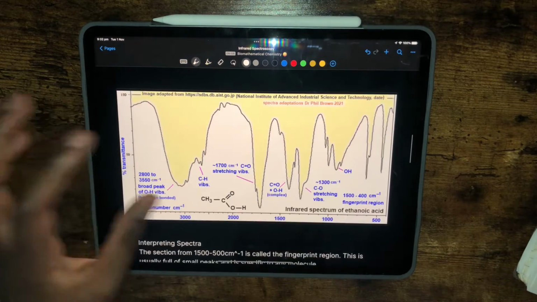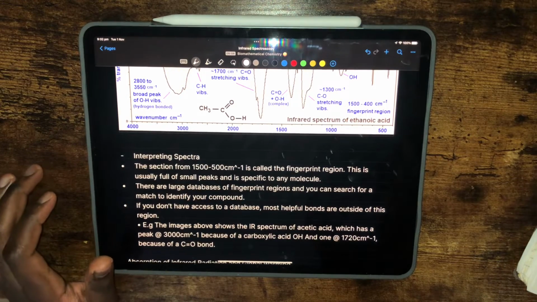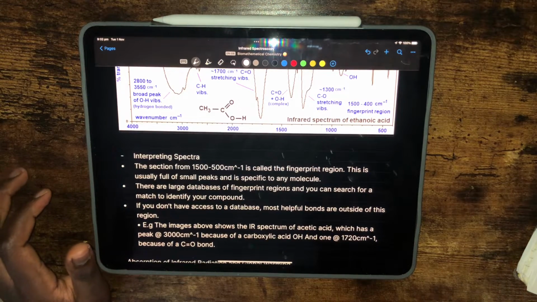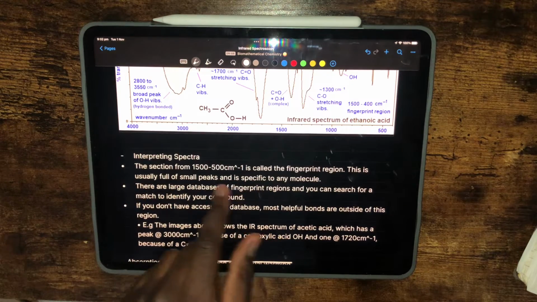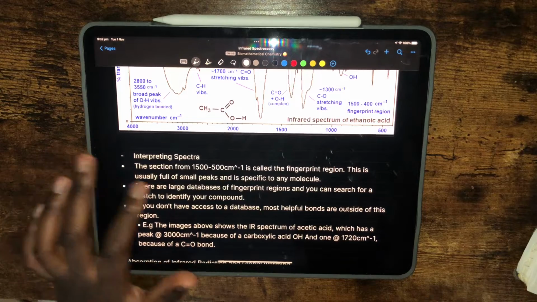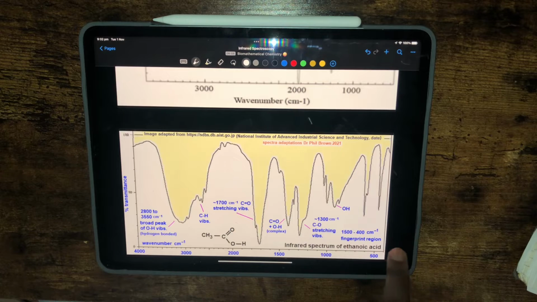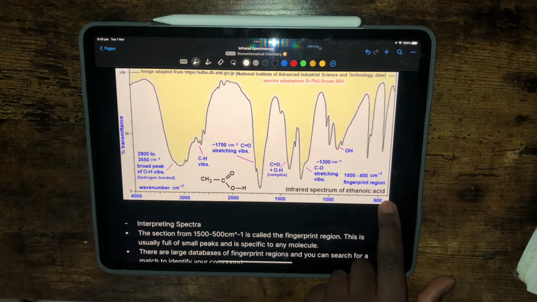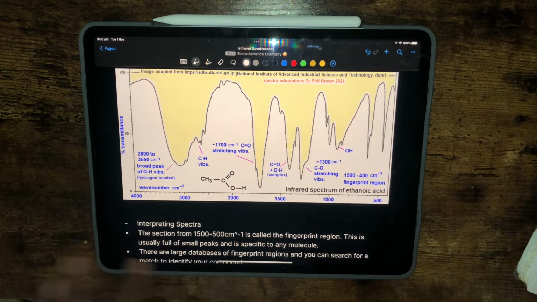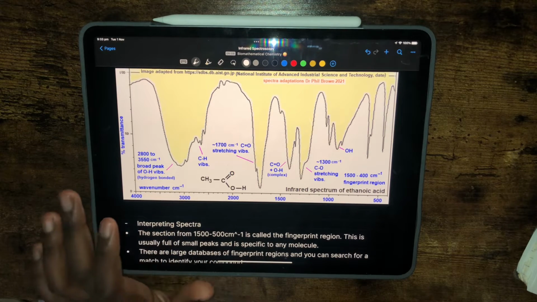So I have a couple of images here interpreting the spectra. The section from 1500 to 500 cm⁻¹, except it's 1 over lambda, 1 over the wavelength, is called the fingerprint region. So from 500 to 1500 generally is the fingerprint region.